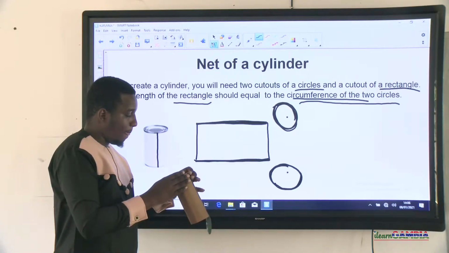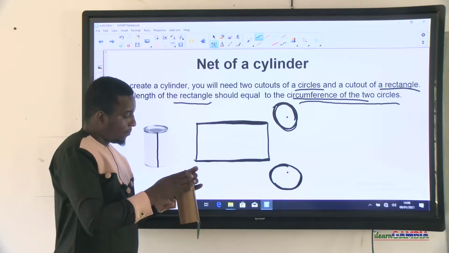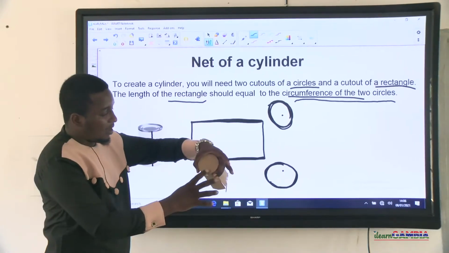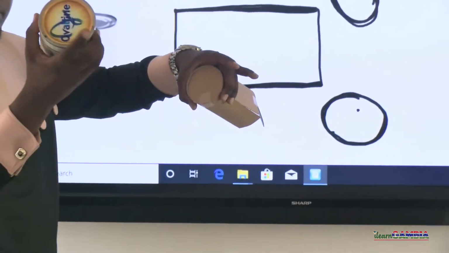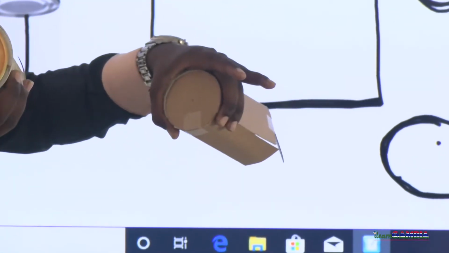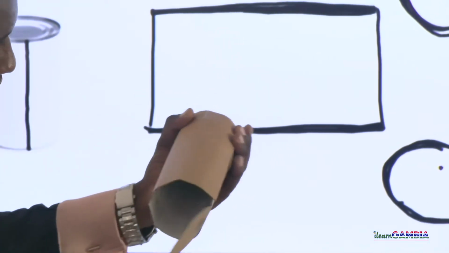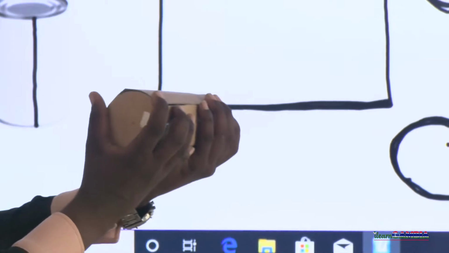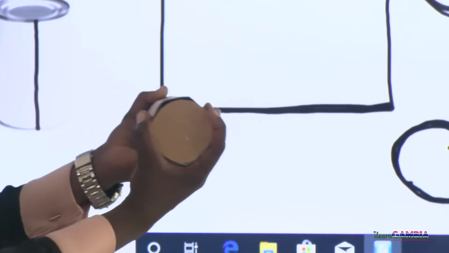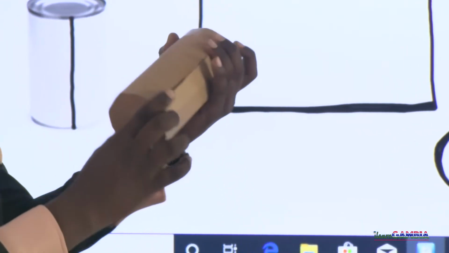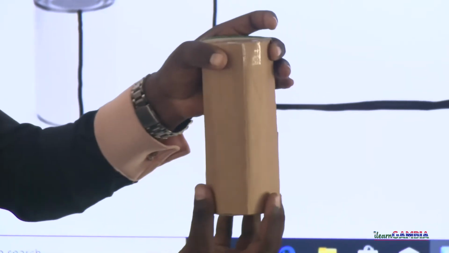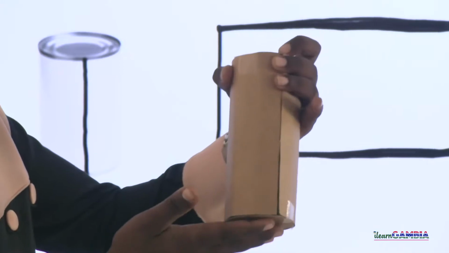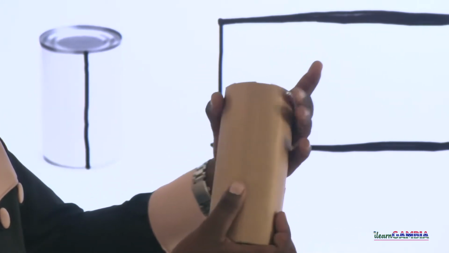Well, this is what we will have. This is what we will have as one face of the cylinder. Then the other one will be here, which is also going to form the other face of the cylinder. As you can see, the rectangle now forms the curved surface area.